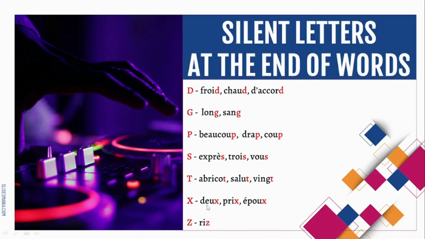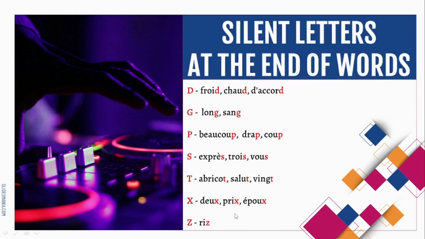X at the end of words also is not pronounced. So we have as examples de, pris, époux. De, pris, époux. All right.